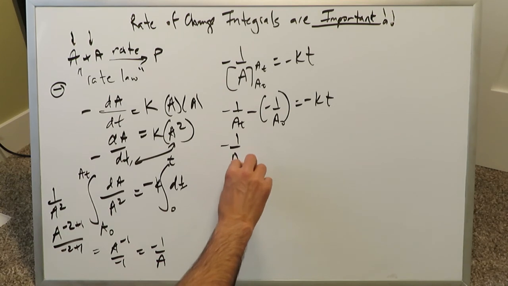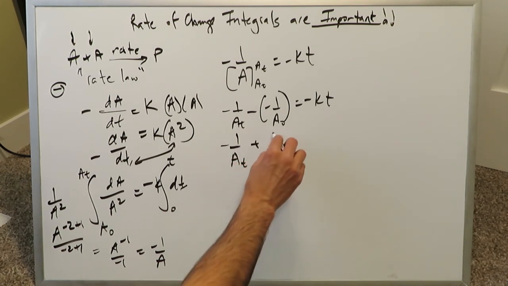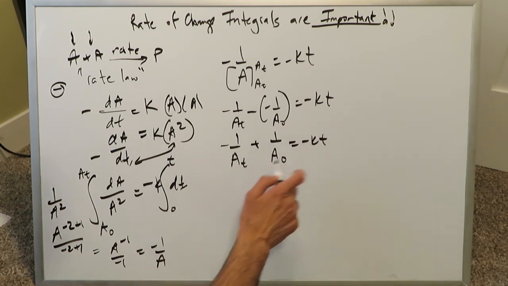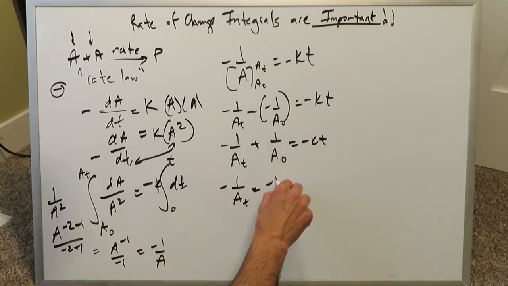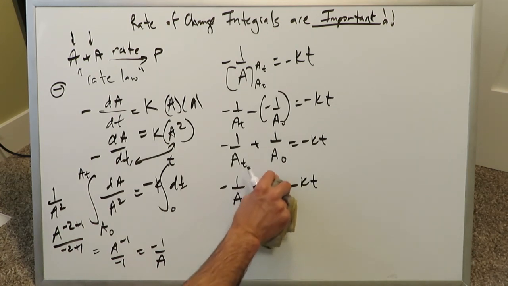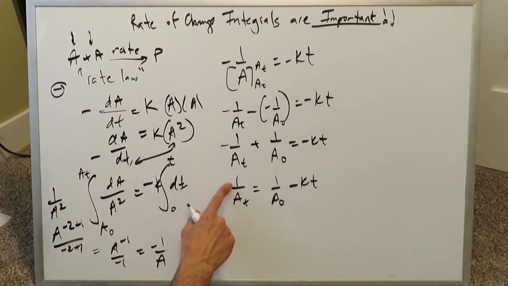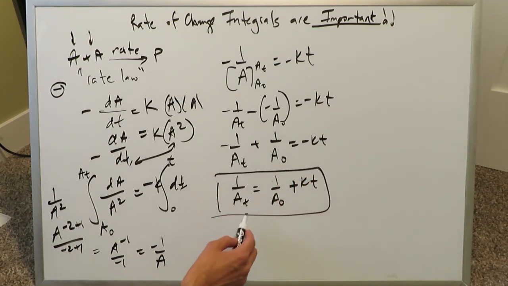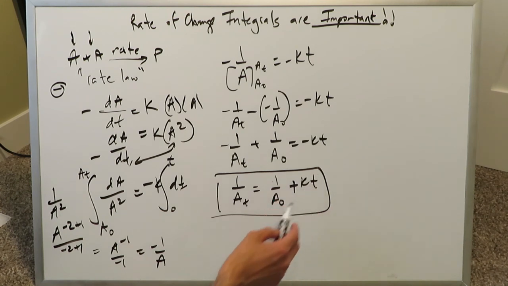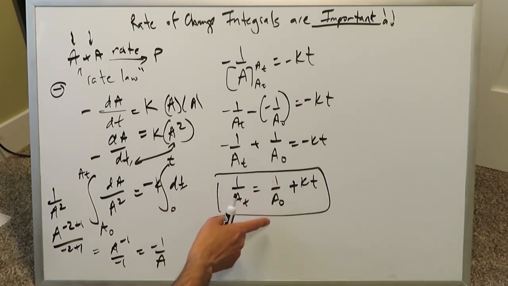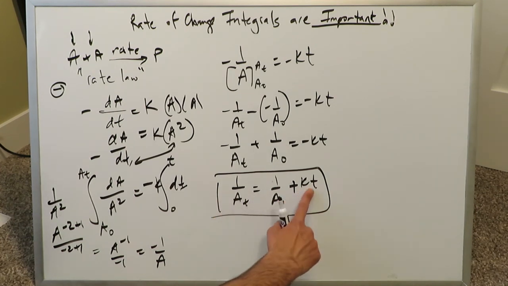Here you have minus 1 over your concentration at time t plus 1 over concentration at time zero is equal to minus kt. Take this to the other side. Minus 1 over At is equal to minus 1 over A naught minus kt. You can hit everything here with a minus and change all of these minus signs to positives, and let's do that. And you end up having this equation right here. 1 over At is equal to 1 over A naught plus kt. Your final concentration's reciprocal is equal to your initial concentration's reciprocal plus the rate constant times time.